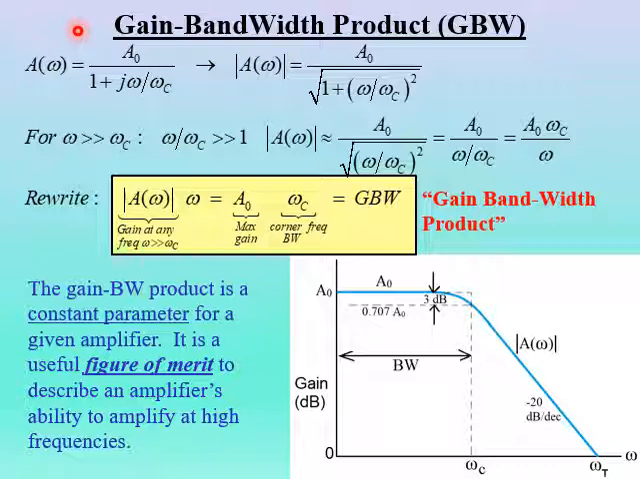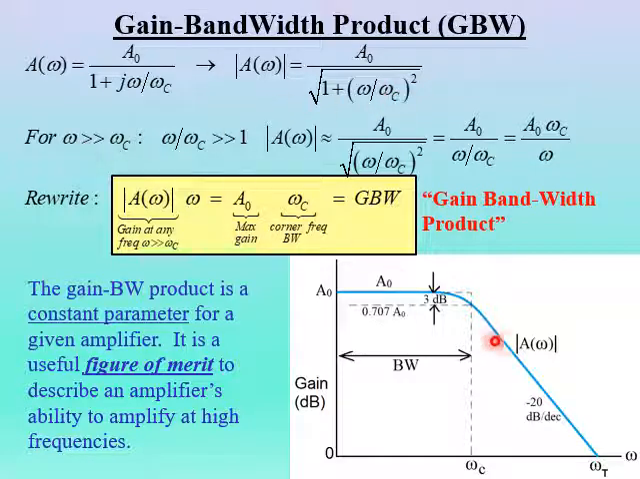This leads us to the concept of gain bandwidth product, or GBW. This is just repeating the frequency response for our amplifier from the last page. We're going to look at the magnitude here. We're not going to deal with the phase of the gain in this course, but let's look at the magnitude of the gain. The magnitude of A of omega is A naught, remember, that's our maximum gain up here, divided by the square root of 1 plus omega over omega c, all squared.